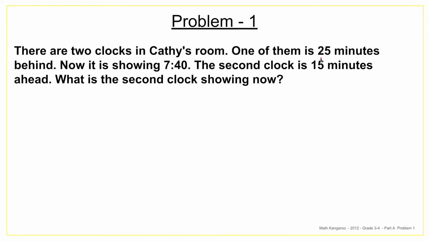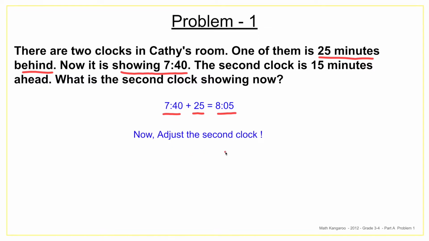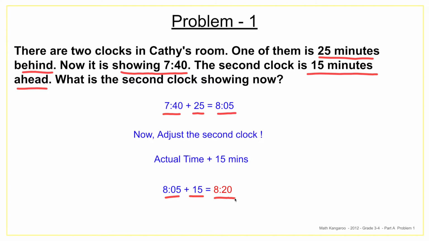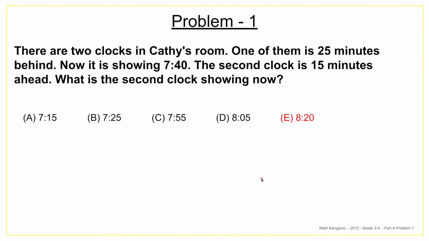The first clock is 25 minutes behind and the current time is 7:40. So to get the actual correct time, we would add 25 to 7:40, which gives us 8:05. So the actual time is 8:05. Now let's adjust the second clock. Since the second clock is 15 minutes ahead, we add 15 minutes to the actual time. So 8:05 actual time plus 15 gives us 8:20. So our answer is option E, 8:20.